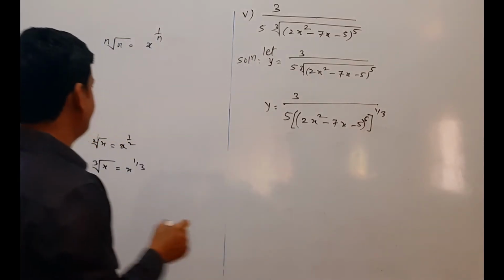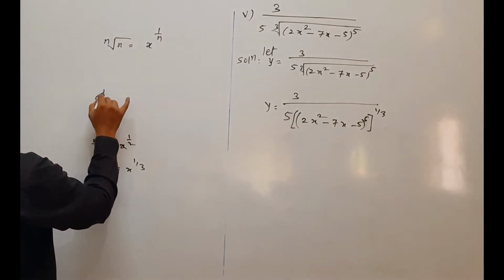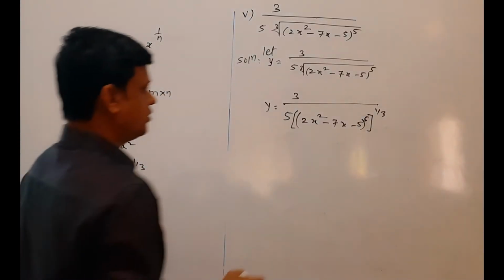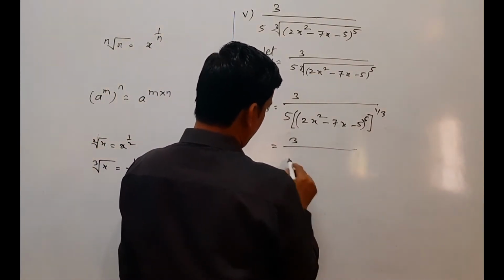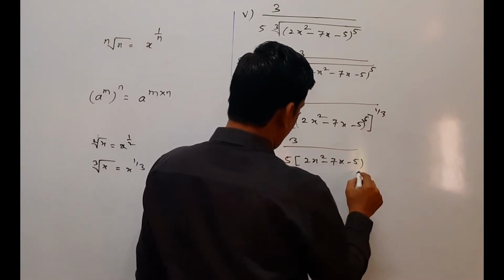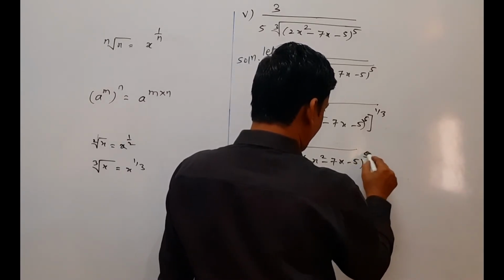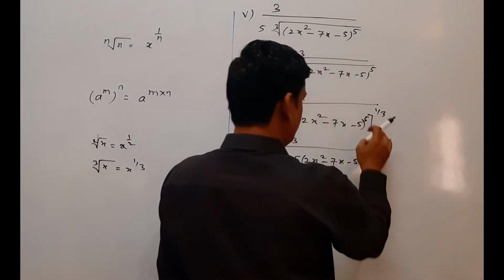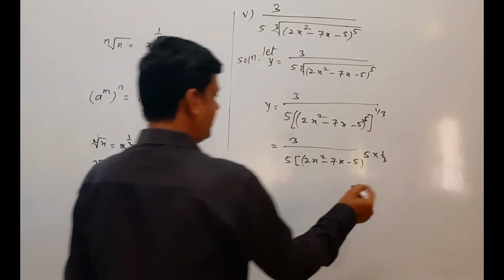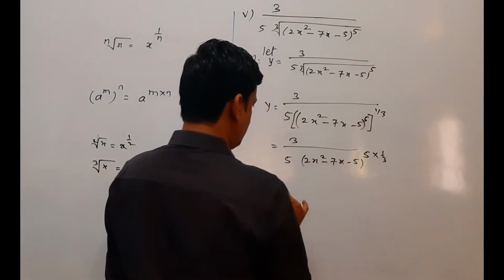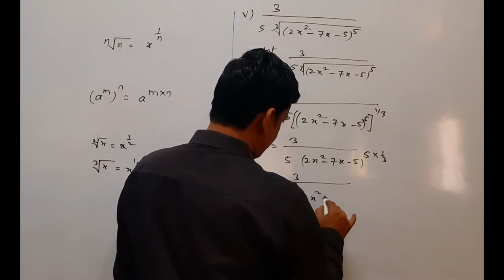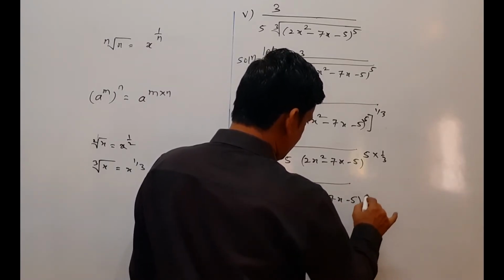So again we apply the rule, a raised to the power m bracket raised to the power n can be written as a raised to the power m into n. So we write this as 3 upon 5 in bracket 2x square minus 7x minus 5 bracket raised to the power 5 into 1 by 3. So here in place of m value is 5, in place of n value is 1 by 3. So we multiply the power of this bracket.